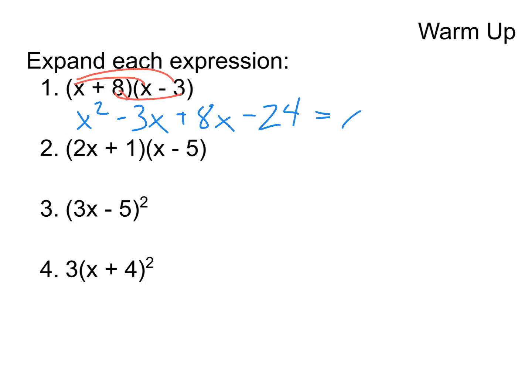Now, the like terms do not include the x squared, however. That is the only term that has the x being squared. But the negative 3x and the 8x, we can combine those. So negative 3 plus 8 is going to give me 5, so that's going to be plus 5x. And then minus 24, because there's nothing that changes the 24 there.